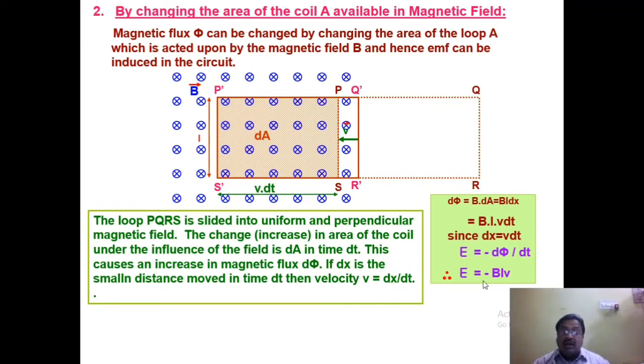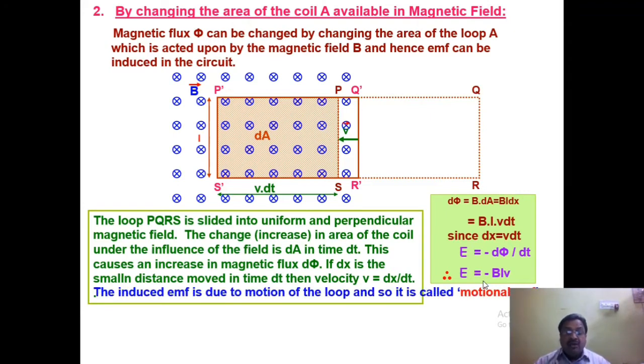One is to calculate what will be the velocity V. Now in this case, the induced EMF is definitely due to the motion of the loop, hence it is called motional EMF. That is to say, motional EMF is one sort of induced EMF.